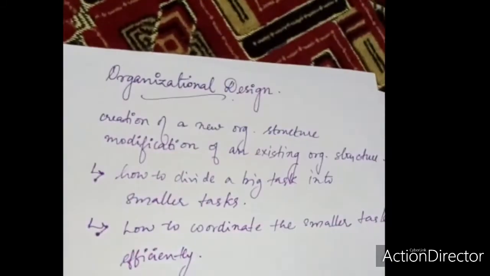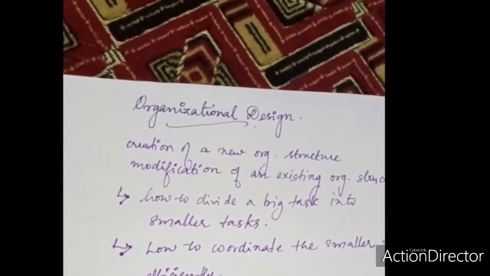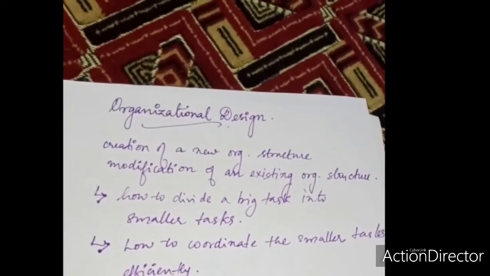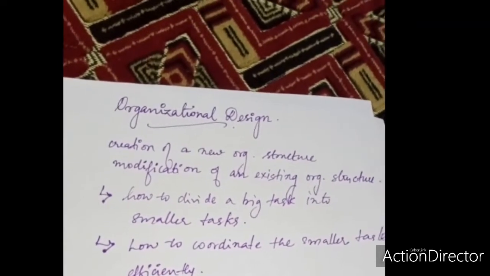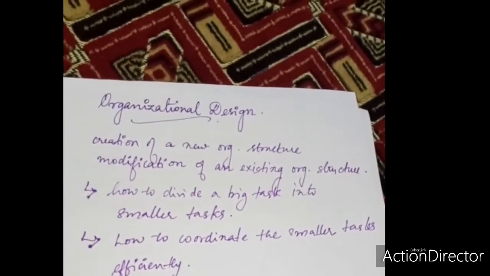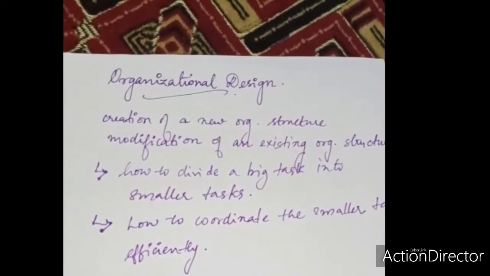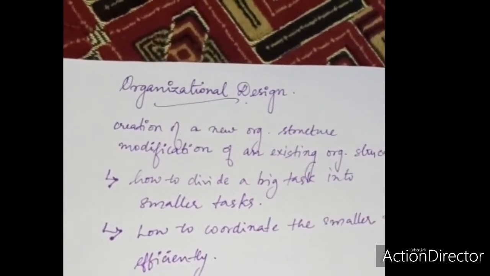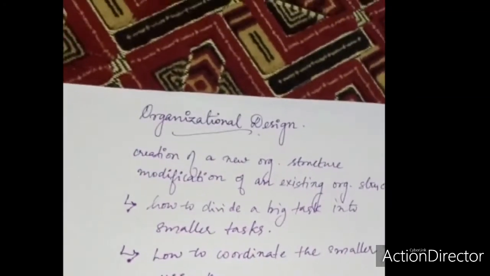So these are the two things that help a manager to solve the problems of an organization. That is how to divide a big task, in the sense it can be goals or objectives of the organization, into smaller tasks or subunits. Why are we dividing it into subunits? So that it is easier for the manager or the people concerned to coordinate or effectively work for the smaller units and make it more efficient.